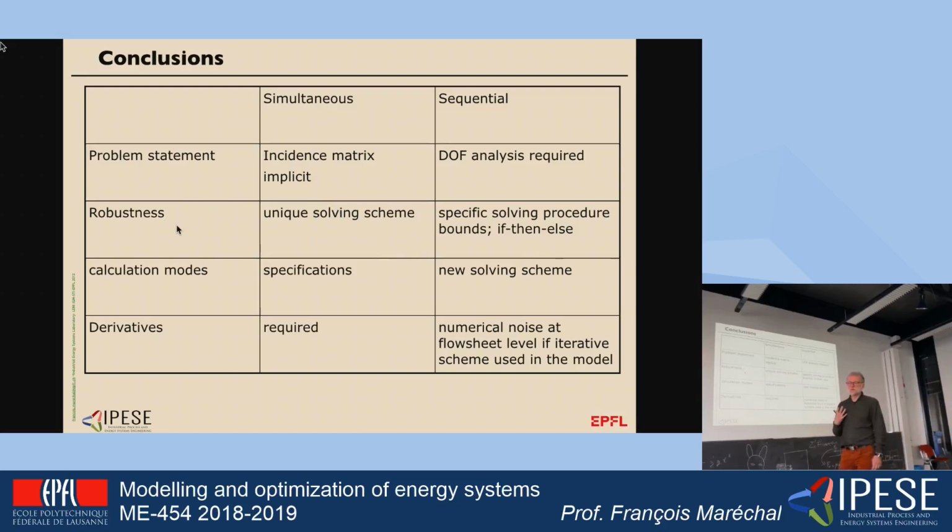But there will be something important when you are developing models: in some cases the set of equations can change due to some conditions. For example, there is a phase change or not a phase change. With a sequential approach, it's really easy to say, if this condition, then use this equation; if this other condition, use this equation. In a simultaneous approach, this is much more difficult to do.